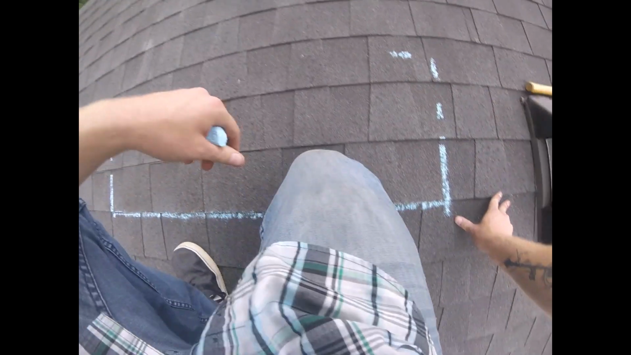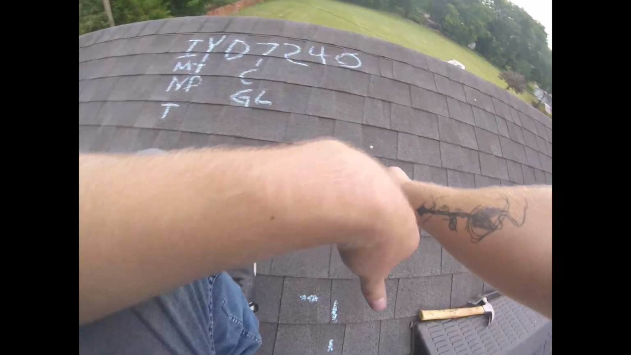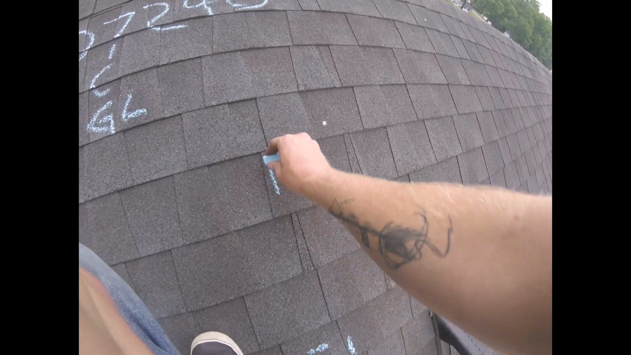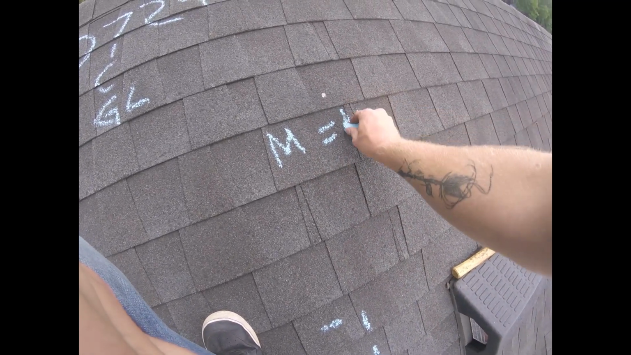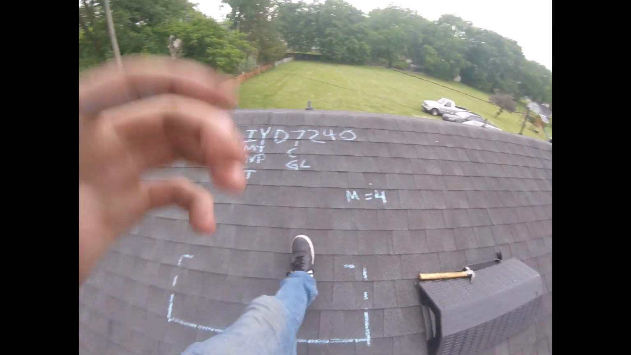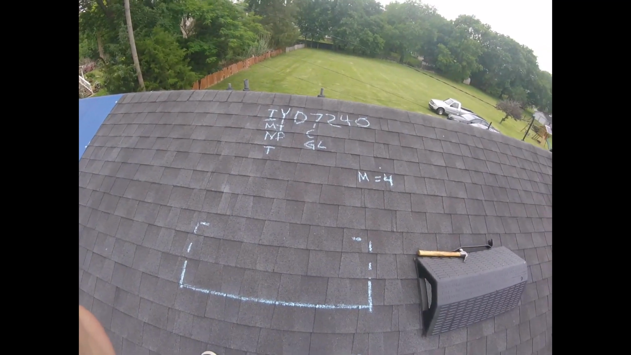And I'm going to have to manipulate 4 shingles in total. So I'm going to write M for manipulate equals 4. And I will be conducting everything as close as I can to the HAG system.